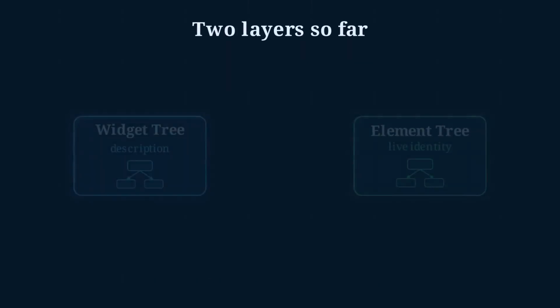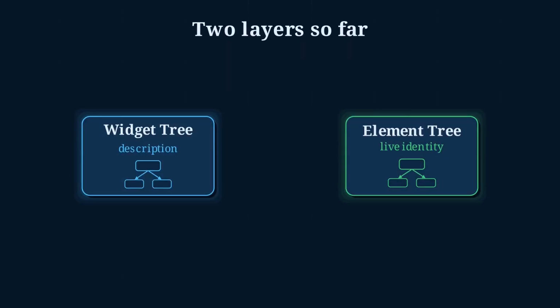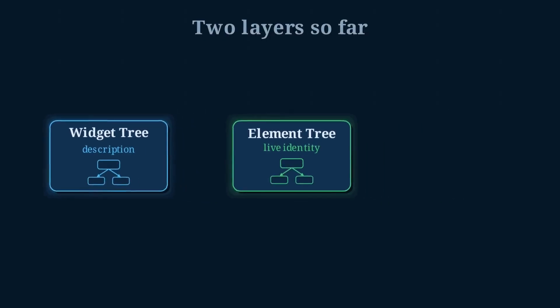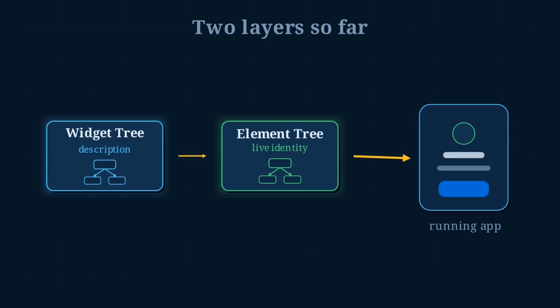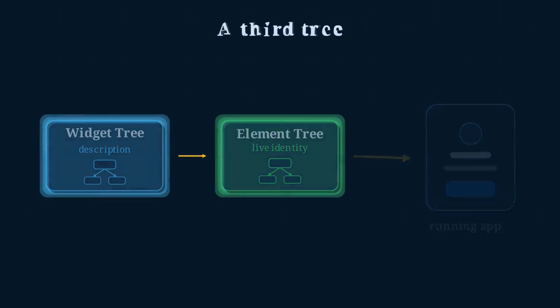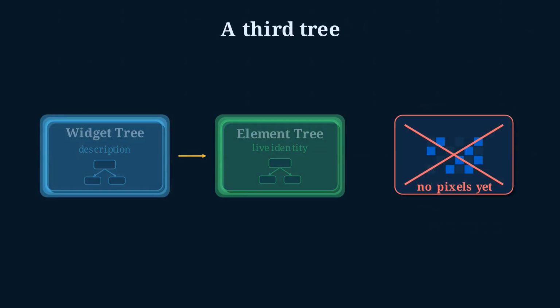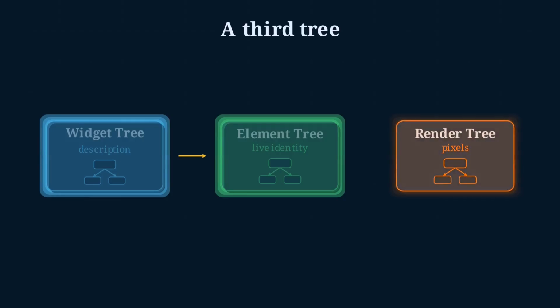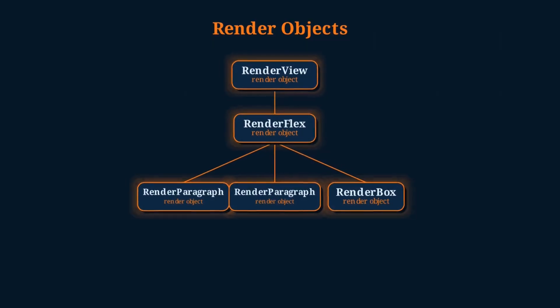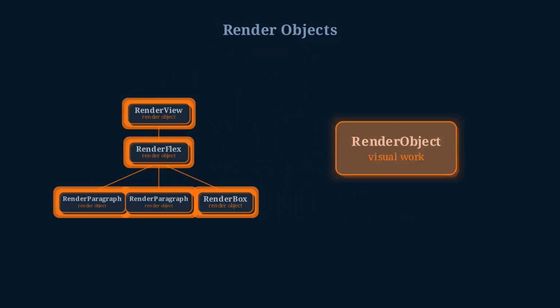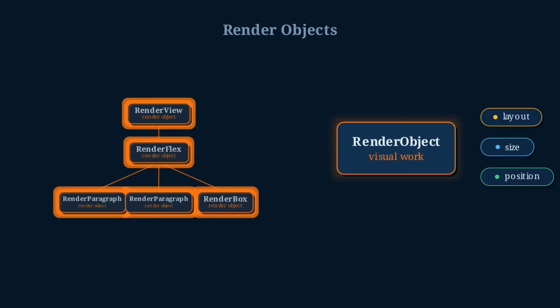So far we have two layers. The widget tree describes what we want. The element tree keeps the live identity and connects that description to the running app. But neither of these directly draws pixels. For drawing pixels, Flutter needs the third tree, the render tree. The render tree is made of render objects. Render objects handle the lower level visual work. They are responsible for layout, size, position, painting, and sometimes hit testing.